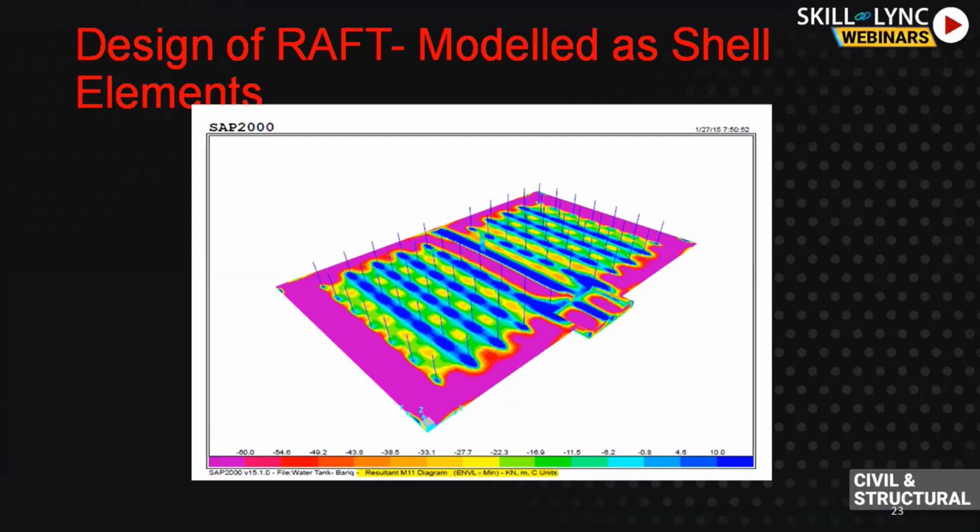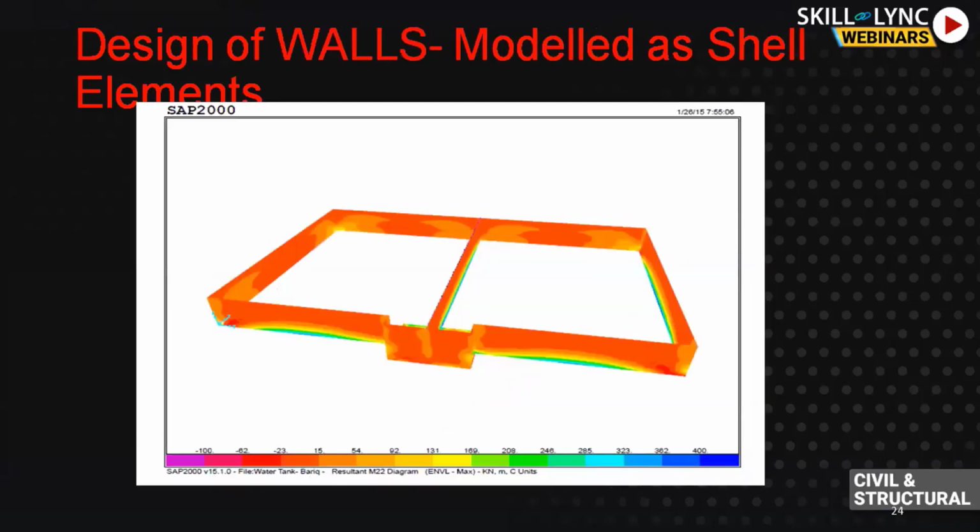This is for walls. This is in vertical direction. If walls are like this, there is nothing. So M22 is usually the vertical direction axis, so vertical direction will govern. This is a typical example of vertical direction movement in tanks. This is the same irrigation tank, just to show you how flexural stresses and flexural movement can be seen in SAP 2000 for design of walls.